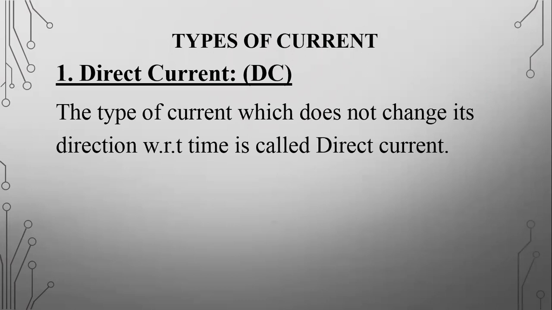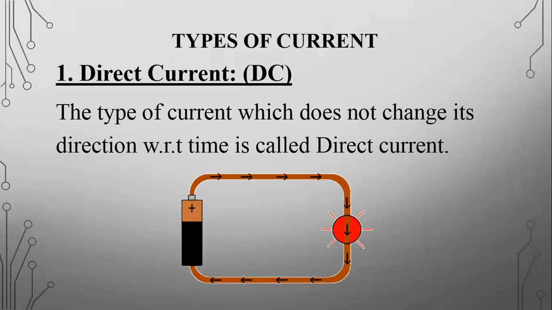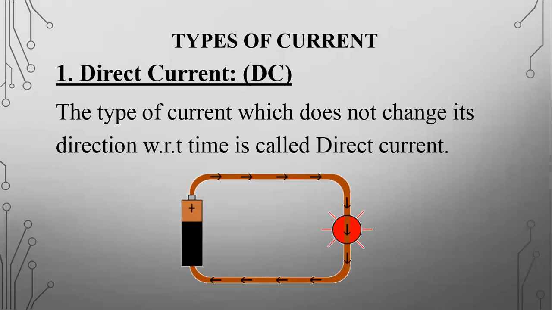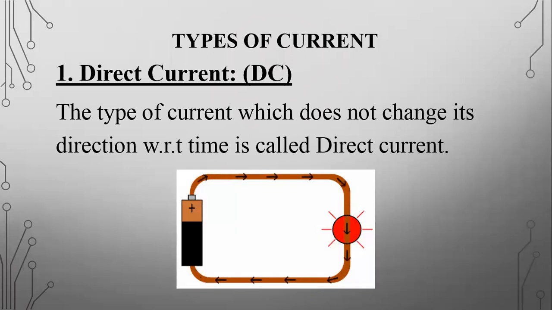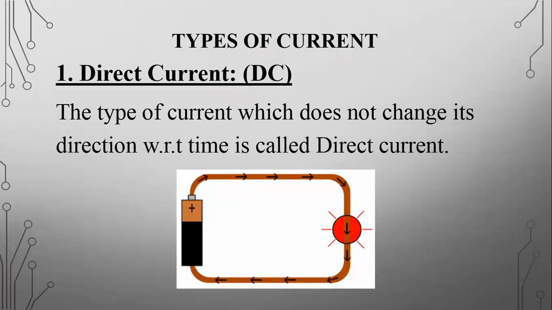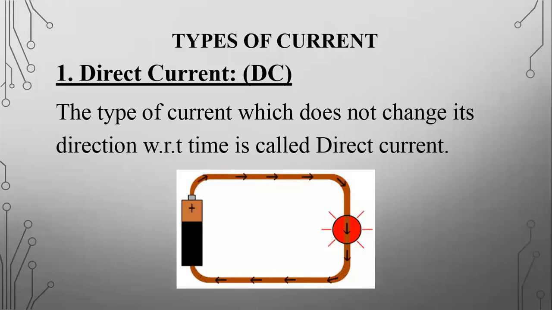For example, this is an electric circuit which consists of a cell connected with a lamp with the help of connecting wires. So you can observe the direction of current, which is the conventional current from positive to negative terminal of this battery. ये पॉजिटिव से नेगेटिव की तरफ फ्लो करेगा और थ्रू आउट द टाइम इस करंट की डायरेक्शन यही रहती है, फ्रॉम पॉजिटिव टू नेगेटिव. सो दिस टाइप ऑफ करंट इज कॉल्ड डायरेक्ट करंट.